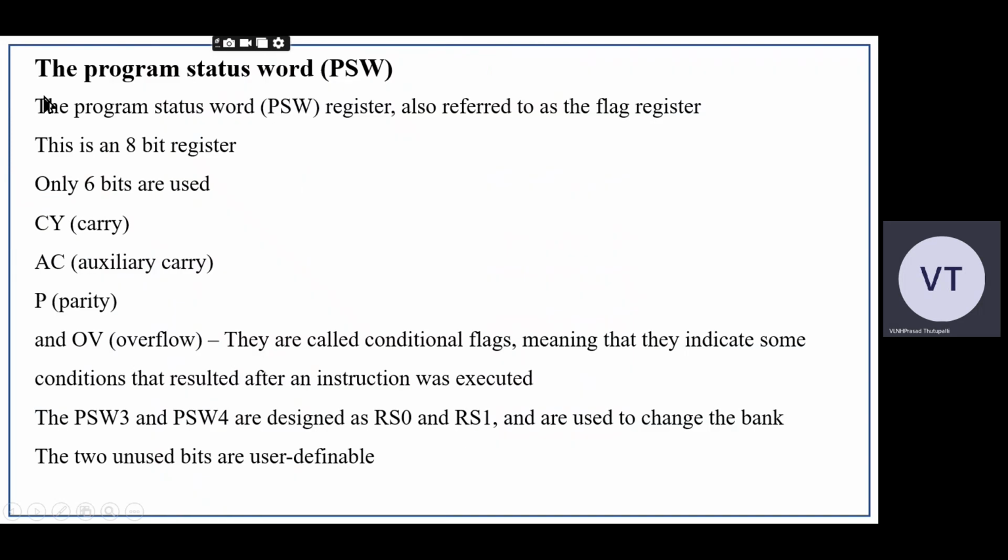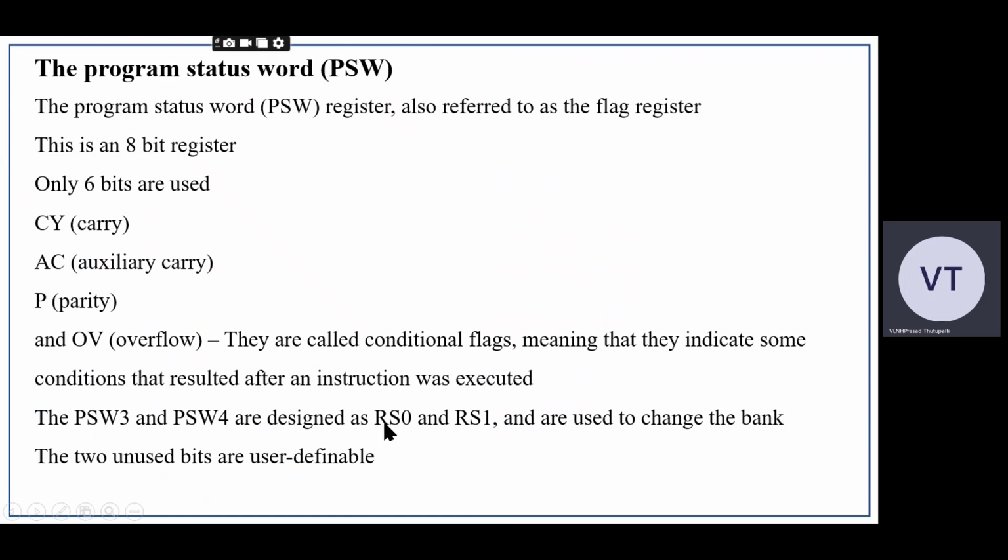Now coming to the PSW, program status word. Program status word is like a flag register, also referred to as flag register. It's an 8-bit register. Among 8 bits, we use only 6 bits. So the first one is carry flag, the next one is auxiliary carry flag, the next one is parity flag, the next one is overflow flag, the next ones are RS0 and RS1, register select 0 and register select 1.